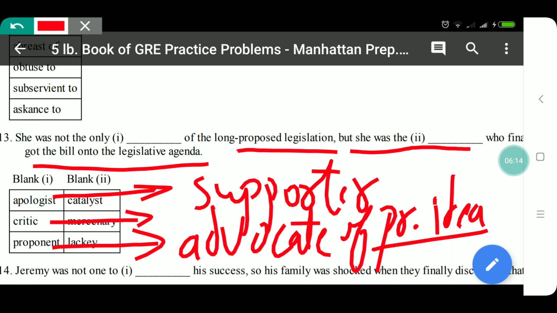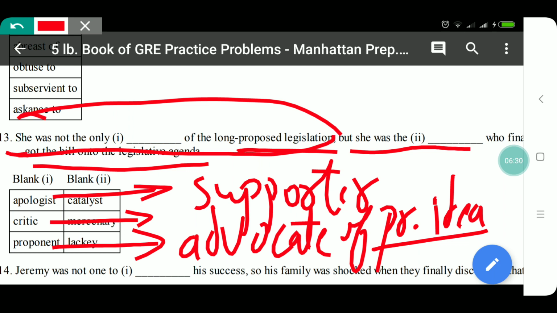Can you identify the word for this blank? She was not the only supporter of the long proposed legislation. She was not only the critic. Oh, we cannot identify because all the words are going. We need to identify the second blank. So in such cases, when you are not able to identify the first blank, just move on to the second blank. It will help you to find out the first answer.